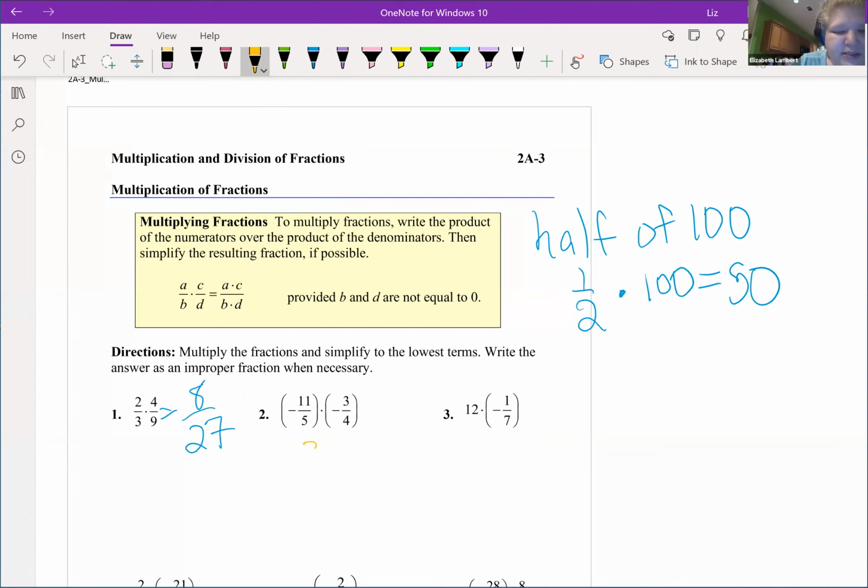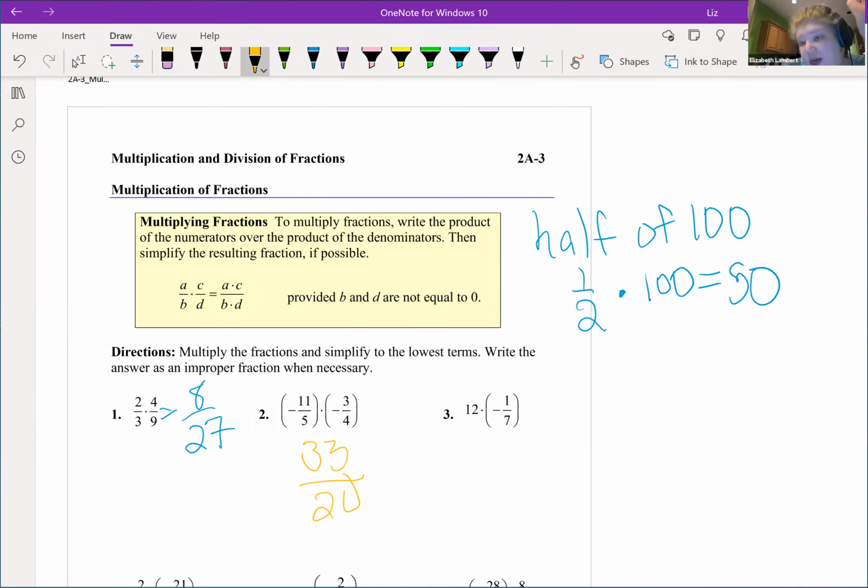11 times 3 is 33. And on the bottom, 5 times 4 is 20. So there's our improper fraction answer, 33 over 20. But since one of our original two is improper, not a surprise our result is. It may be, it may not be. All right, 3. 12 times negative 1/7, or negative 1/7 of 12. Because usually we put the fraction first when we're going to use "of" like that.